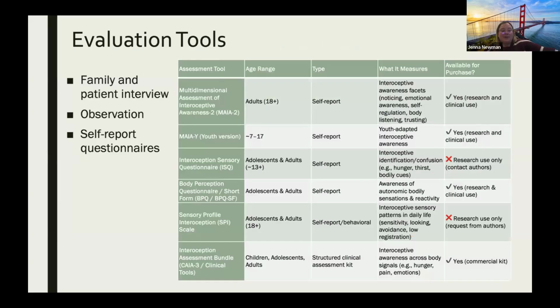There are multiple methods for evaluating interoceptive difficulties, and occupational therapists can use family and patient interviews. They can use observations, and they can use self-report questionnaires. For a well-rounded and accurate evaluation, a combination of all three methods is very helpful. Questionnaires are subjective, so an individual's interpretation of the Likert scale can vary, and cultural and past experiences can really impact how someone responds to a questionnaire.